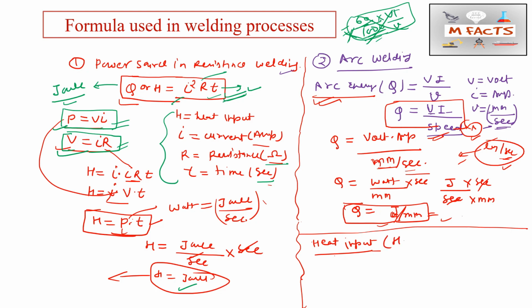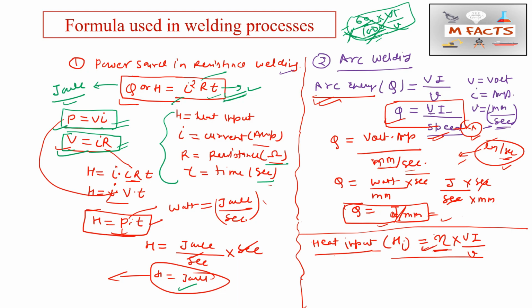I am writing here H, and HI we can also write to avoid confusion. So HI is equal to eta multiplied by VI by v, the small v speed. This is the same formula. The only additional thing here is that the efficiency term comes into the picture.